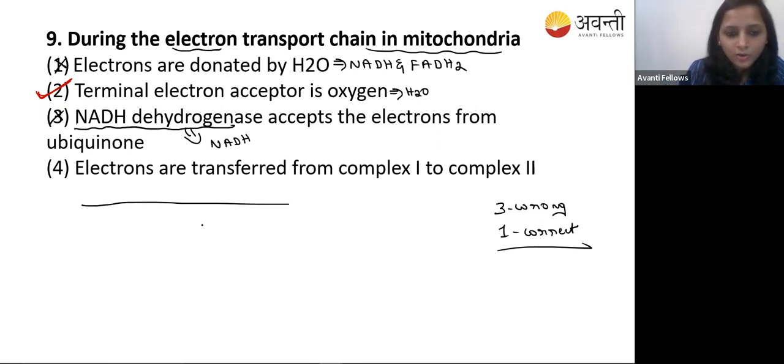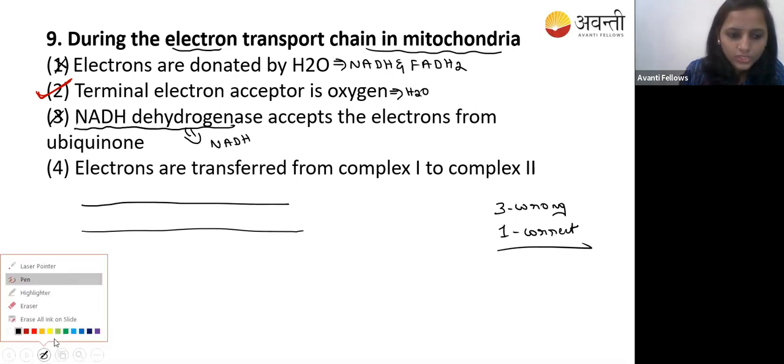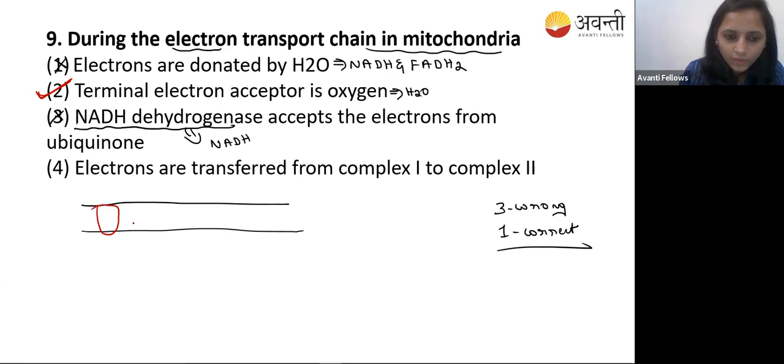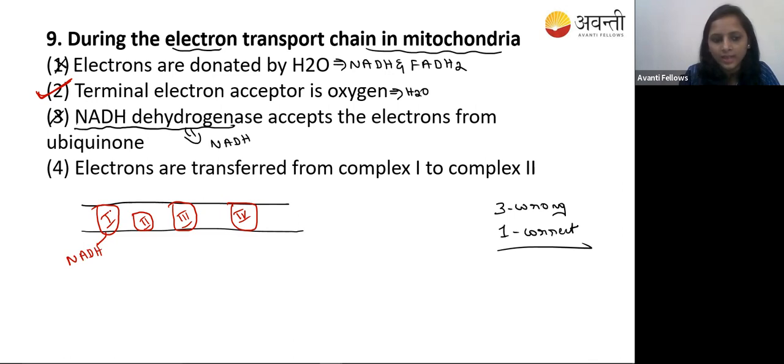If you take the mitochondrial inner membrane, this is complex number 1, this is complex number 2, this is complex number 3, and this is complex number 4. Complex number 1 we call NADH dehydrogenase. It will take the electron from NADH and send the electron to complex number 3, not complex number 2.